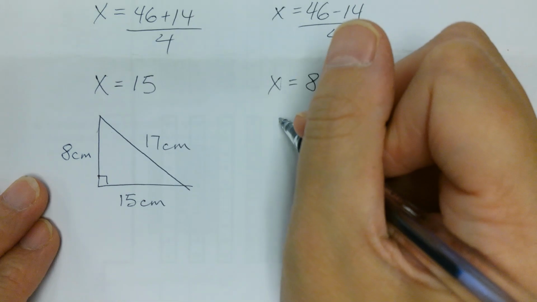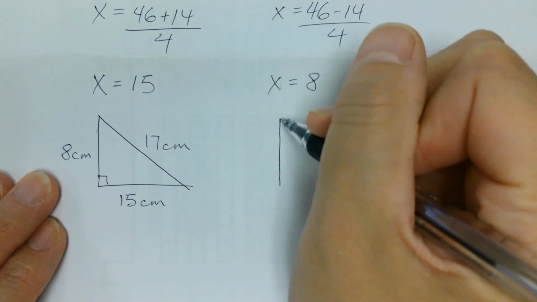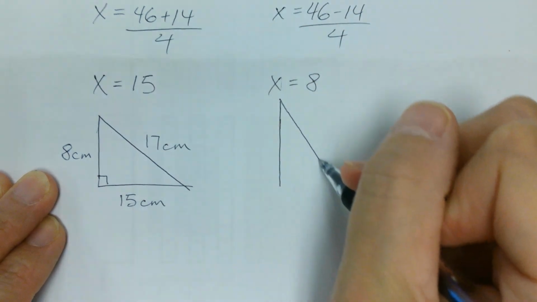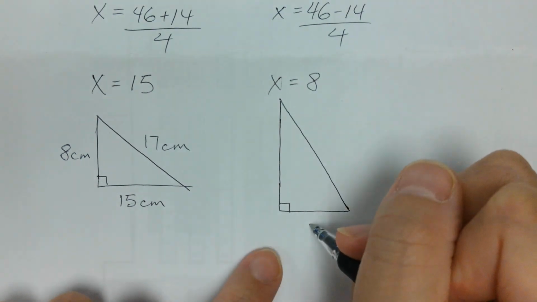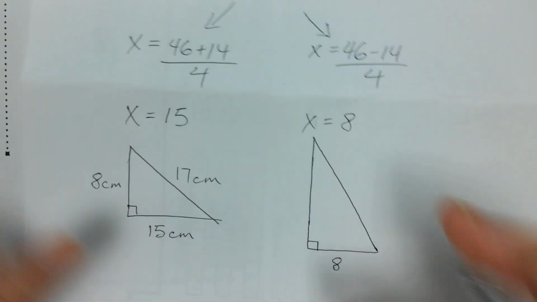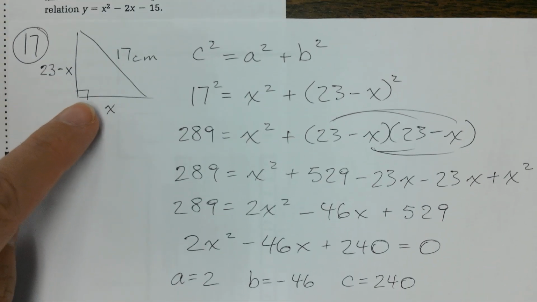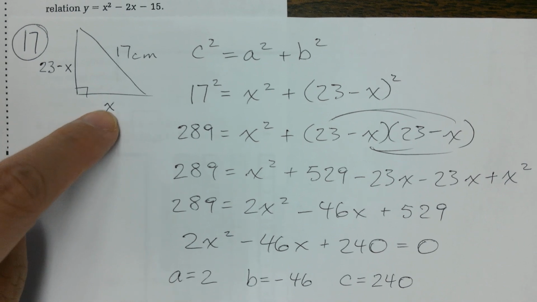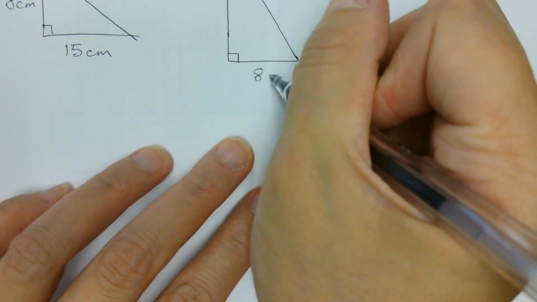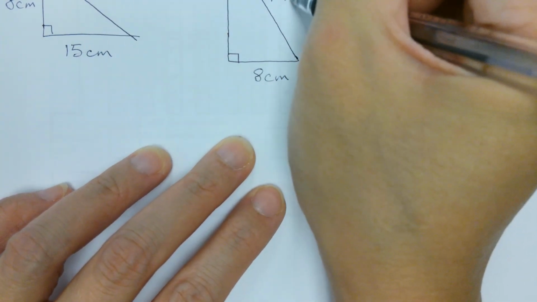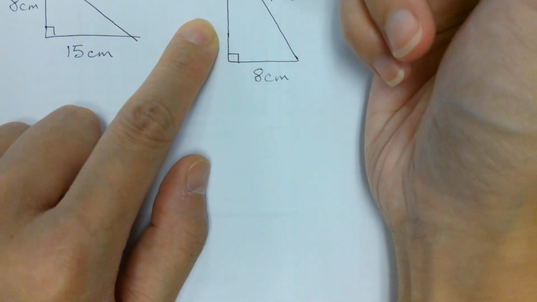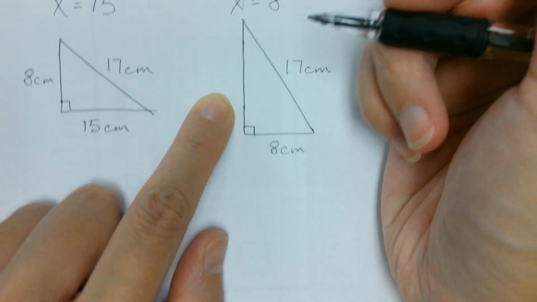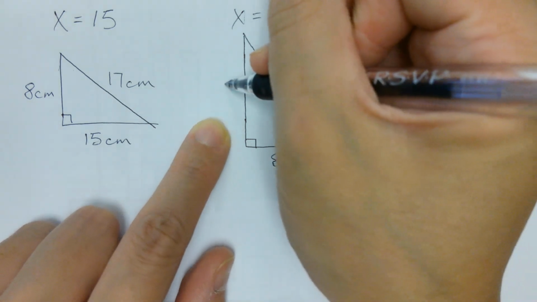Okay. This diagram right here, this was, if x is 8, I'm basing it off my diagram from here. So if x is on the base of my triangle, this is 17. And then this right here, 23 minus 8 is 15.